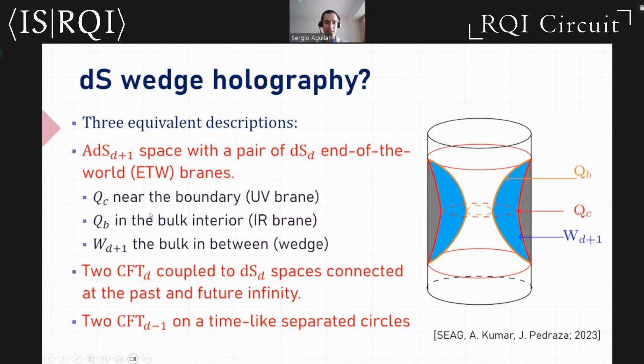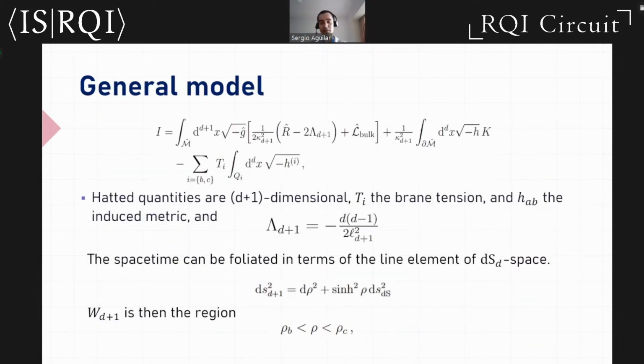Okay, so that's basically the setup. The idea of wedge holography in our case is that we have two end of the world branes. One is the UV brane, and the other one is the IR. By UV, I mean that it's very close to the UV boundary, and by IR, it is deep in the bulk interior, and the region in between is what we call the wedge. Okay, so this is the type of model that we're considering.